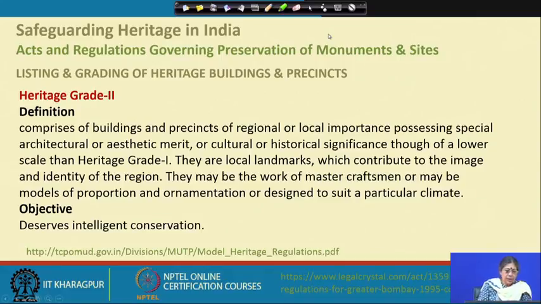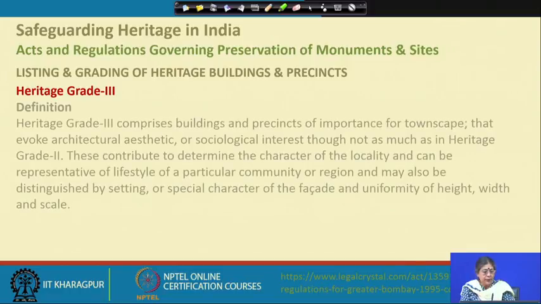What is the objective? It deserves intelligent conservation. In earlier cases we said careful preservation, and in this case it is intelligent conservation. That means some changes are permissible, but that also depends on how intelligently one can do it, and it requires a lot of creativity, understanding of the historical significance and heritage, not doing it in an ad hoc manner. So, this is important for grade 2 and grade 3.